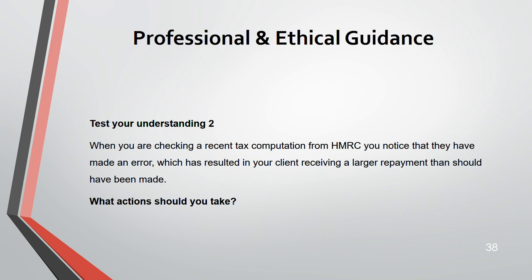Here, when you are checking a recent tax computation from HMRC, you have noticed that an error has been made. That means your client is now receiving a larger repayment than he should have received. What action should you take? This was the question I was talking about that you can very much expect in your tax exam. They will give you a position of your client doing something which is not correct. What action should you take as a member?